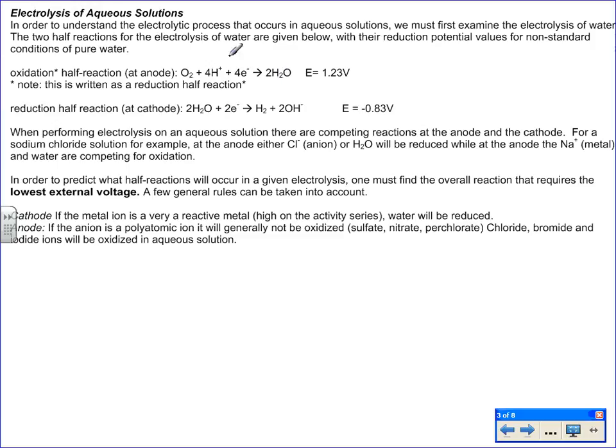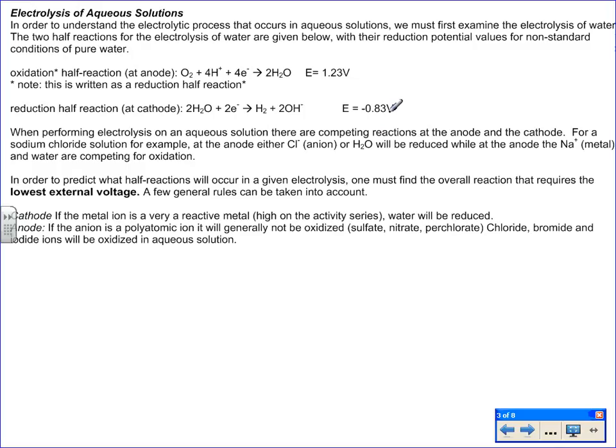So this is the possible oxidation reaction for water. Water can be oxidized to produce oxygen and hydrogen ions, and its cell potential is 1.23. And water can also be reduced. Water can gain electrons and produce hydroxide and hydrogen with this particular cell potential.